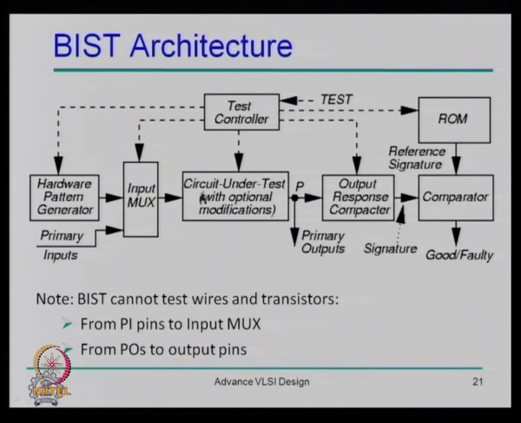This approach can test all the faults which are in the circuit under test and all the faults in the built-in self-test structure, except the faults present at the primary input multiplexer and primary output, because when you are testing your chip, you are not exercising this path. So if there is an open, you may not be able to exercise it and may not be able to test it. So these are the faults which may remain uncovered if you use built-in self-test.